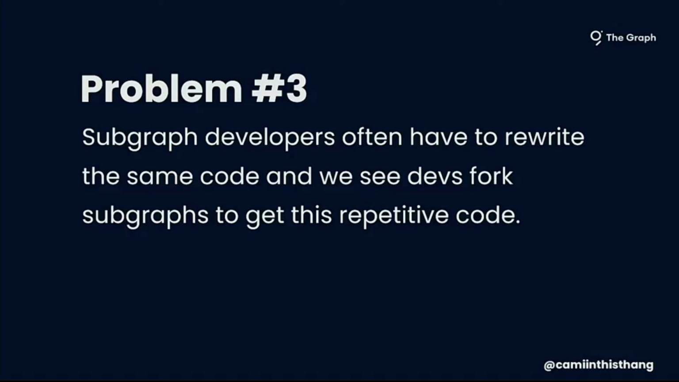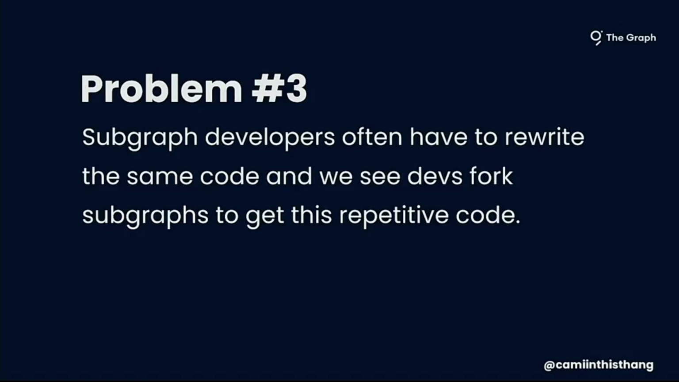You probably always want to get someone's wallet address. You probably always want to know someone's token count. Like things that are kind of common, you would have to rewrite them a lot. And we would see that subgraph developers would often just fork other subgraphs and then try to work off there. So we noticed, okay, this is problematic.